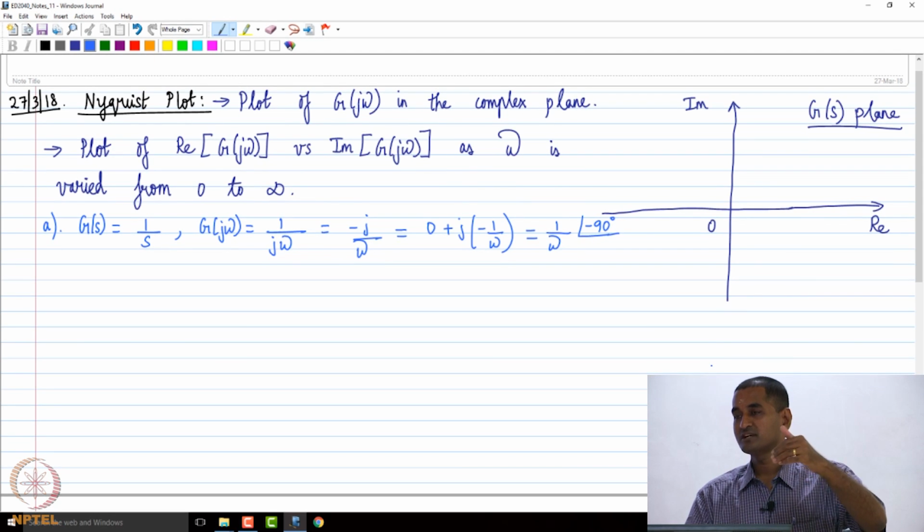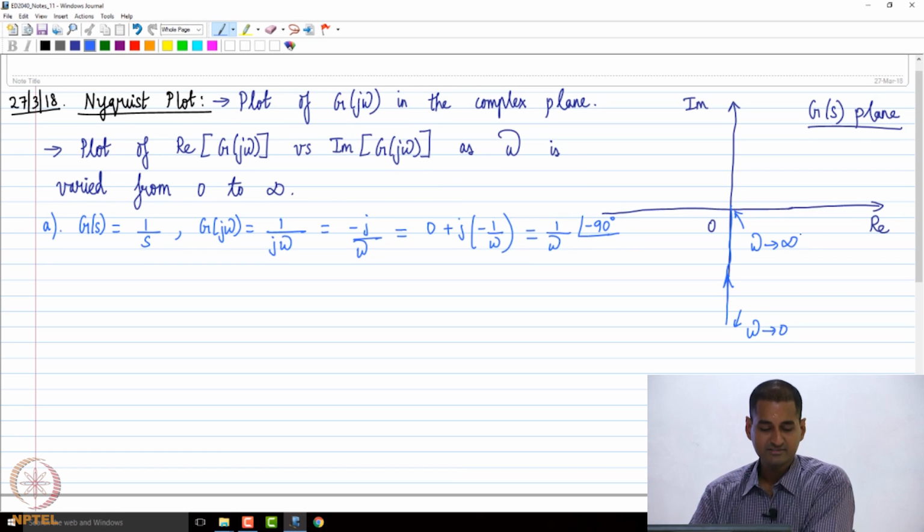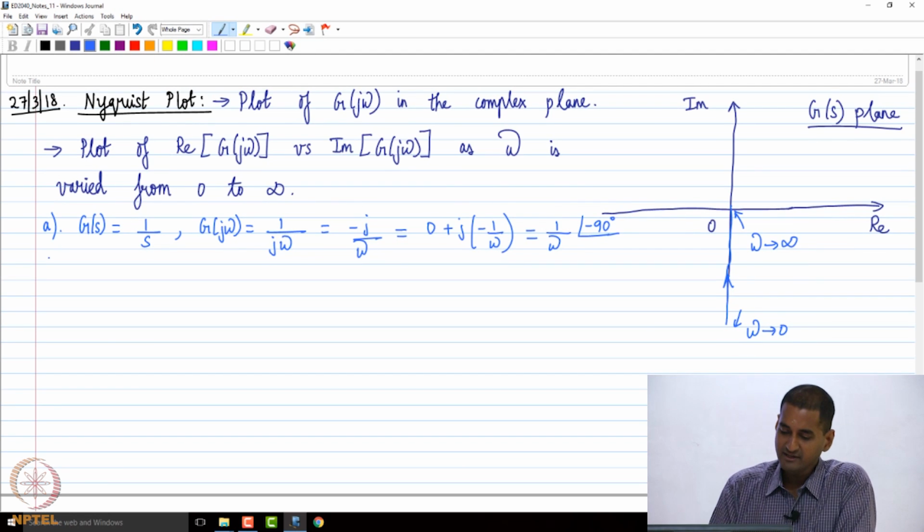So essentially I am going to start from minus j infinity, right, and as omega tends to infinity, where am I going to end up? I am going to end up at the origin, right. So that is what is going to happen. So essentially the Nyquist plot of this particular factor is going to be along the negative imaginary axis. This is omega tending to 0 and this is omega tending to infinity, right. So that is the Nyquist plot of 1 by s, okay. So that is what happens here, right.